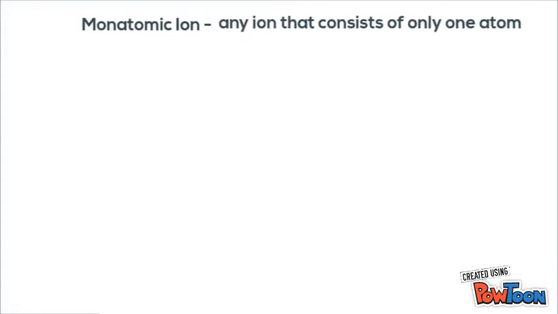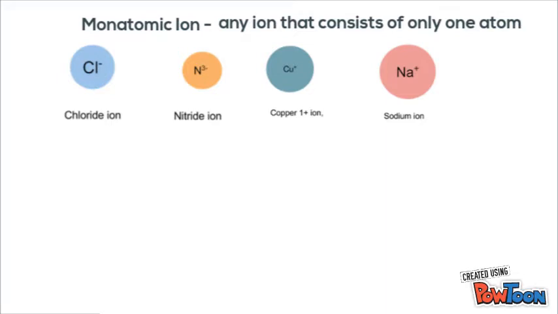A monatomic ion is any ion that consists of only 1 atom. So for example, we have a chloride ion, a nitride ion, a copper 1 ion, and a sodium ion. All of those are just 1 atom of each element.